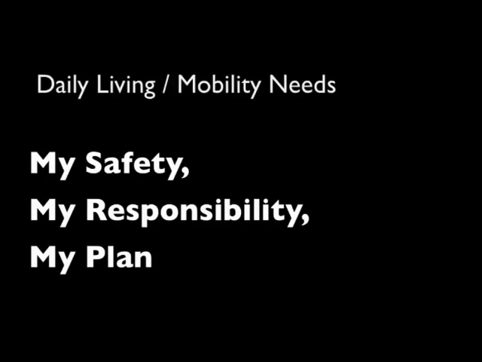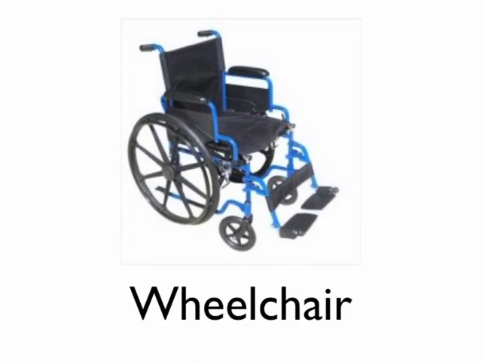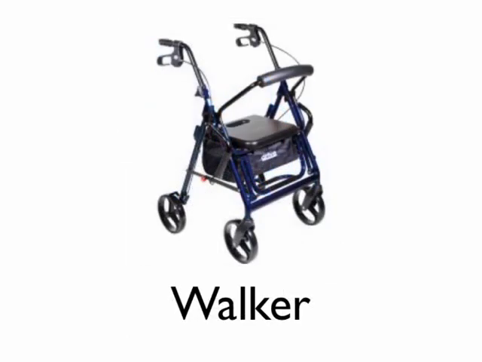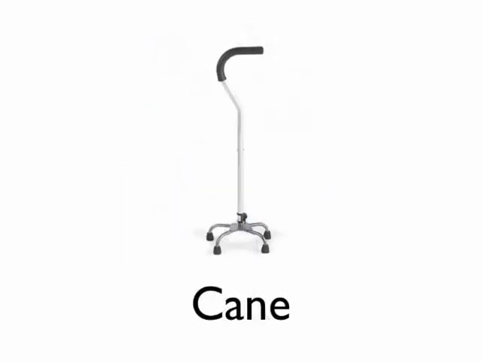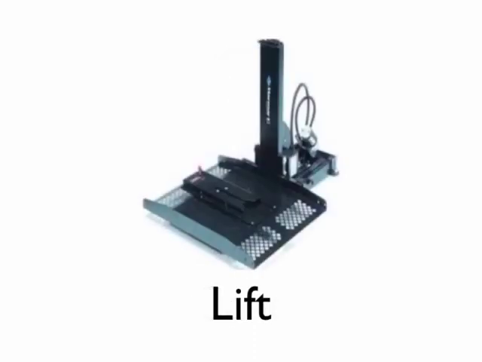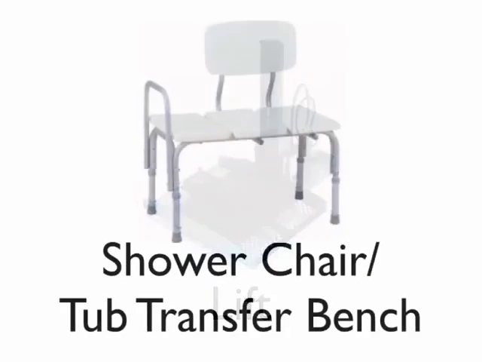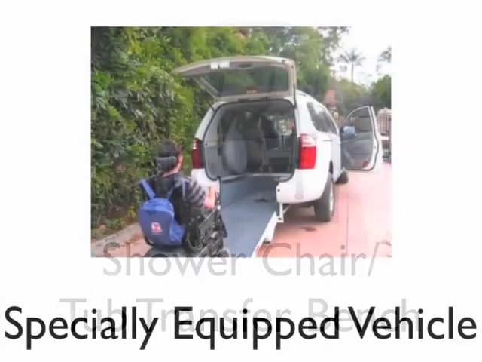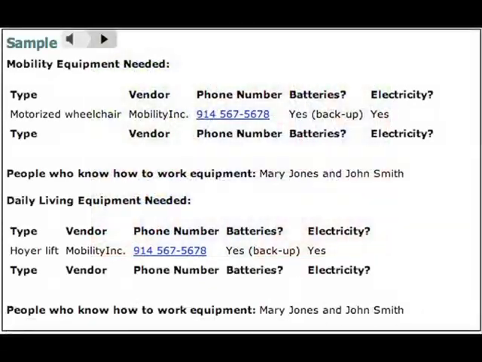The next section is about your daily living and mobility needs. Some of you may use equipment. Here are some examples: wheelchair, walker, cane, lift, shower chair or tub transfer bench, specially equipped vehicle. Find out the place or vendor where you bought any equipment and the vendor's phone number.